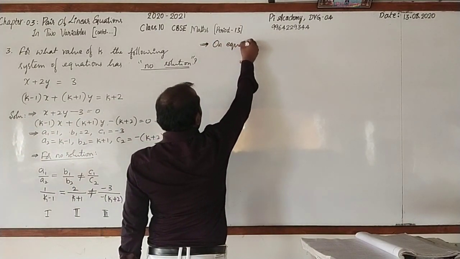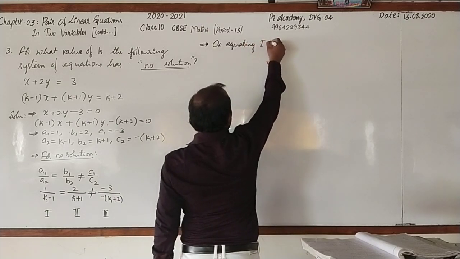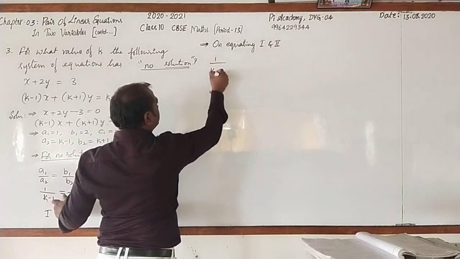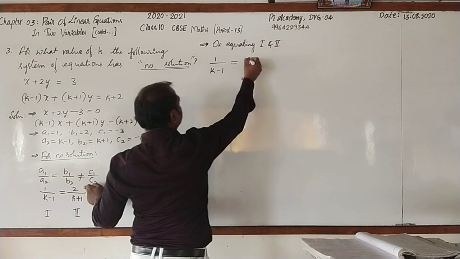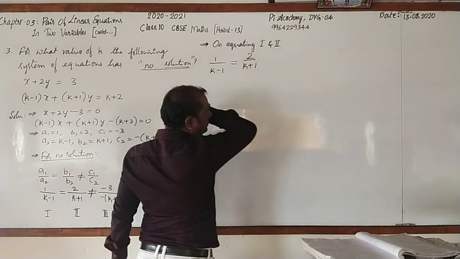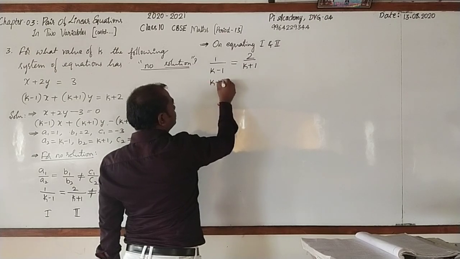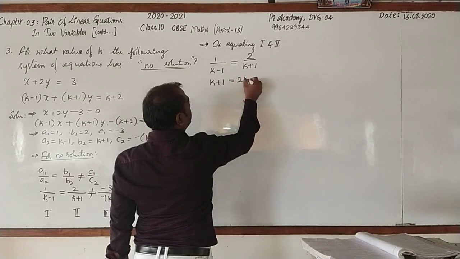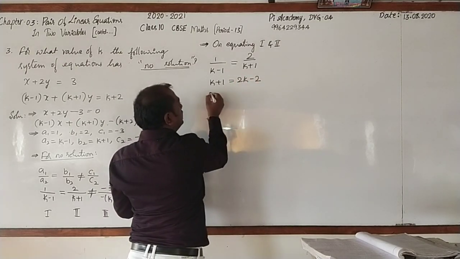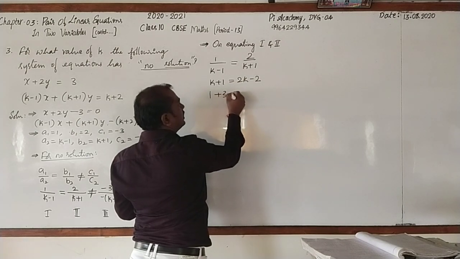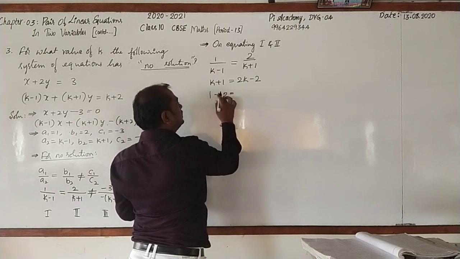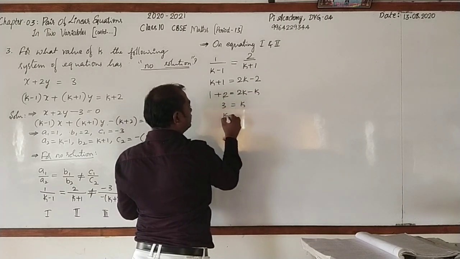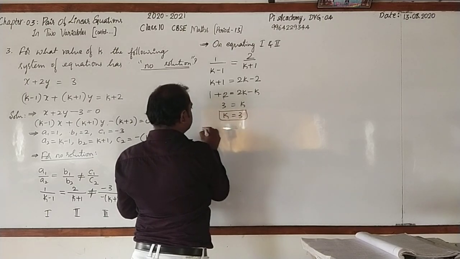On equating first and second. Alright, please write with me. 1 by k minus 1 equal to 2 by k plus 1. Cross multiply. It is k plus 1. Here cross multiply, k minus 1 with 2, 2k minus 2. Then here 1, transfer minus 2 to the left hand side becomes plus 2. This is equal to 2k minus k. It is 3 equal to k. K equal to 3.